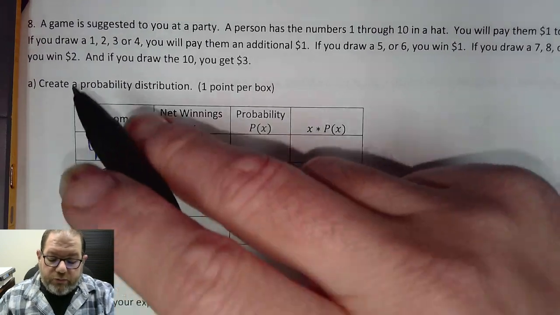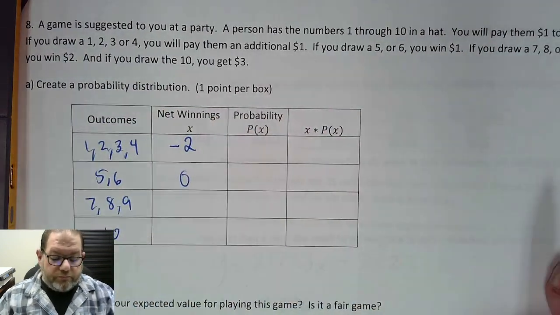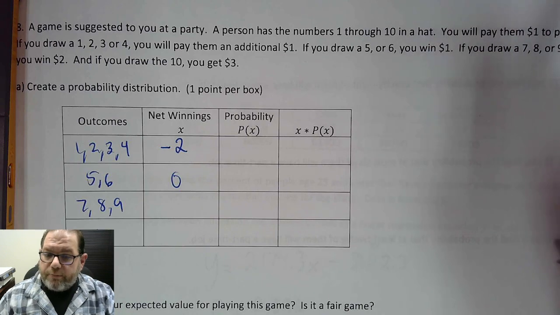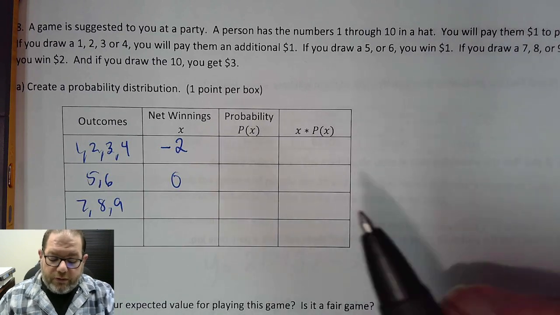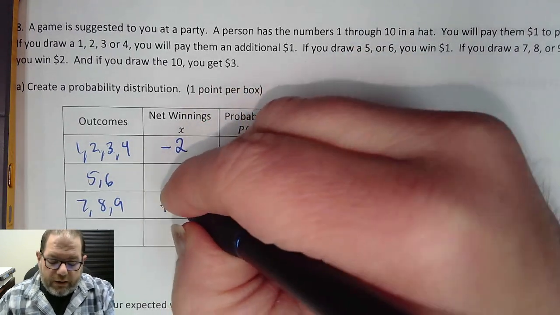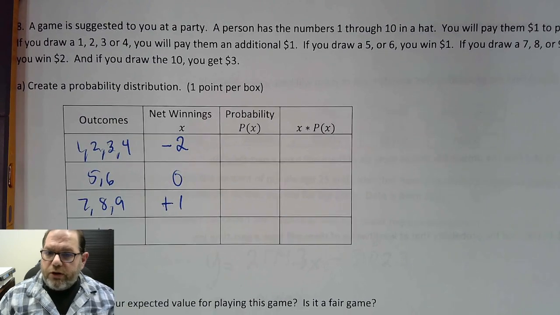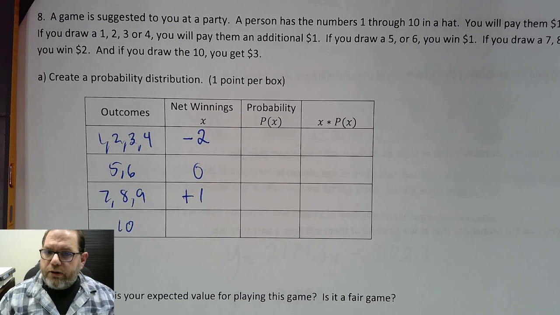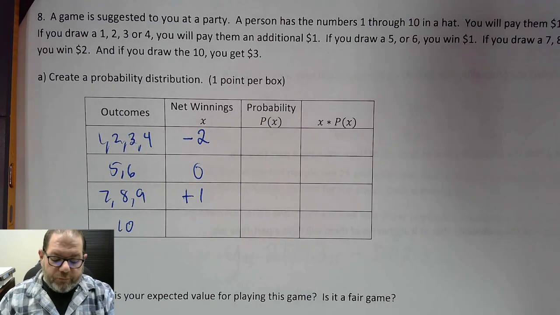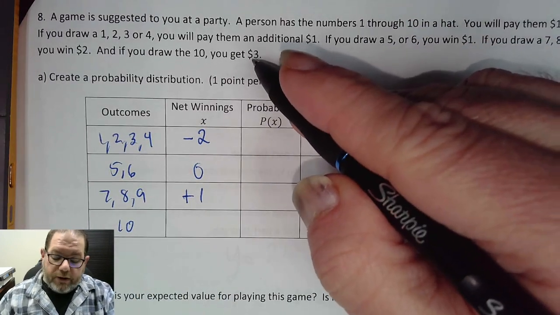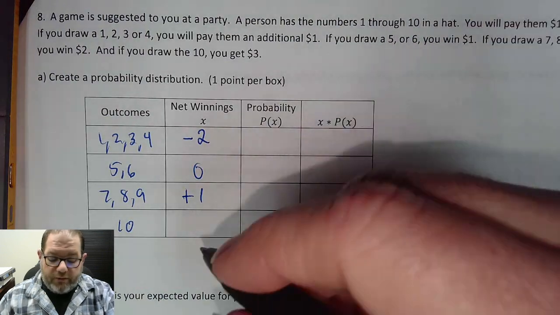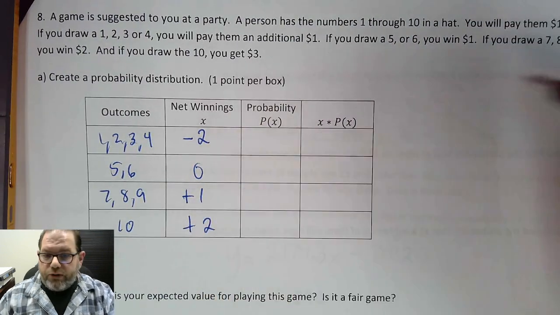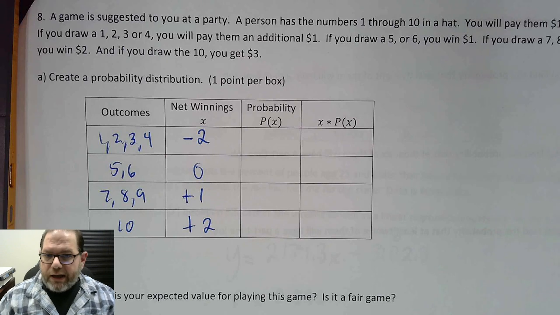If we draw a 7, 8, or 9, we win $2. Well, again, we paid them $1 to play in the first place, so if we win $2, we've only gained $1 from where we were initially. Okay, we paid $1, got 2 back, so now we're up $1. And finally, if we draw the 10, it says we win $3, but again, we paid them $1 in the first place, so in reality, we've only won $2 beyond what we initially had before we played this game.